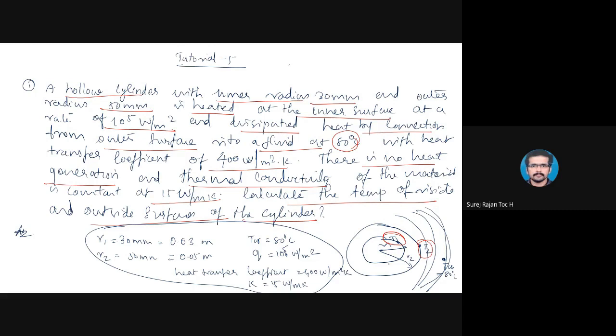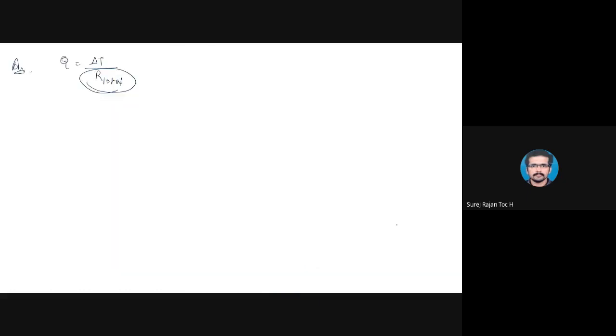We already know that Q, that is the heat transfer rate, is equal to the driving force divided by resistance. So why do we write R total here? Because there are two resistances in this particular problem. One is conduction through the solid material, and through the surrounding fluid there is convection happening. So we write R total as R1 plus R2.